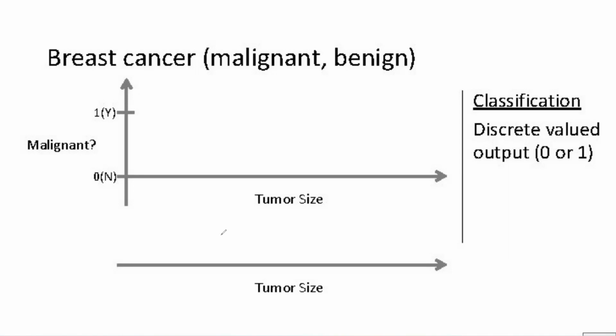Let's say you collected a data set. Suppose in your data set, you have on your horizontal axis the size of the tumor, and on your vertical axis 0 and 1: 0 for benign and 1 for malignant. So let's say your data set looks like this, where we saw a tumor of this size, which turns out to be benign, and another of this size, and so on.